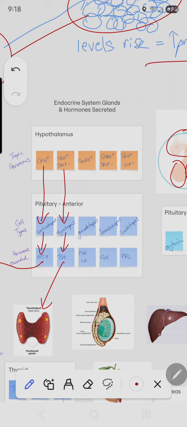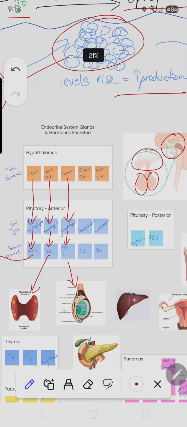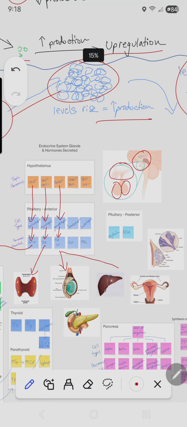The next hormone that the hypothalamus releases is the gonadotropin-releasing hormone. This one is going to directly affect the gonadotropes within the anterior pituitary. Those in turn will secrete follicle-stimulating hormone and luteinizing hormone, and these are going to affect your testes and your ovaries.